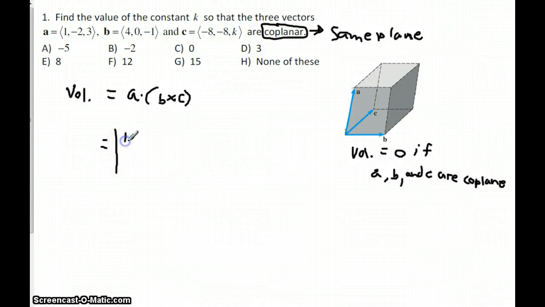Take the components of A and make them the first row in the matrix, components of B the second row in the matrix, components of C the third row in the matrix, and find the determinant of the matrix.